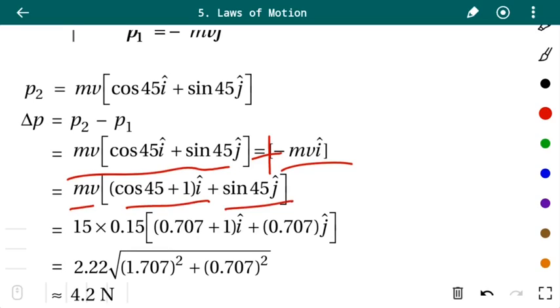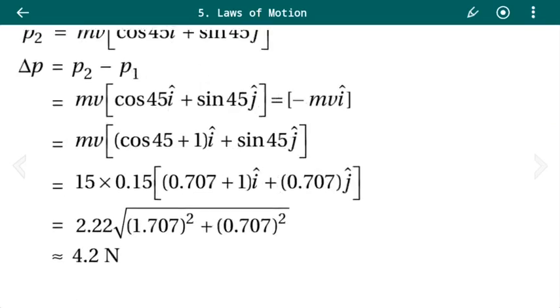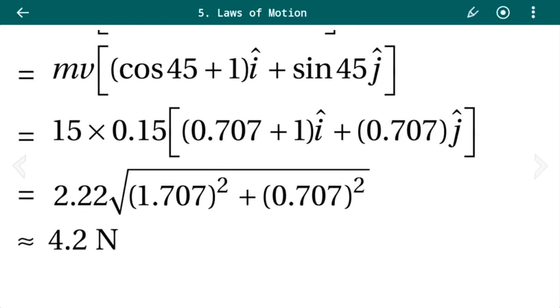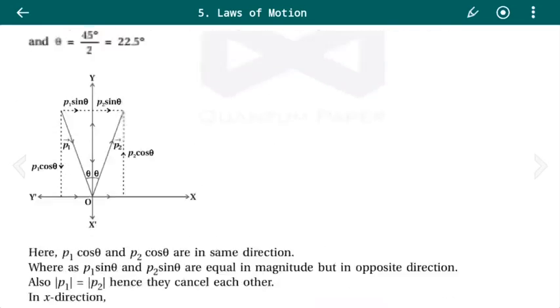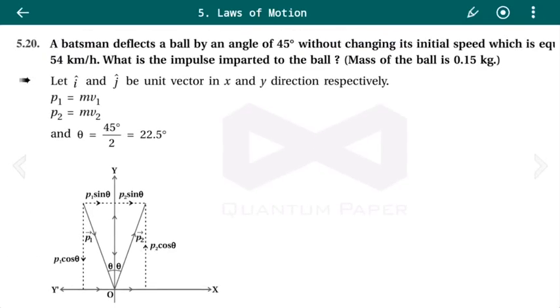Now putting the values of mv, cos 45 and sin 45, we get 0.15 into 15 into bracket 0.707 plus 1 i cap plus 0.707 j cap. So its value will be 2.22 into under root of 1.707 square plus 0.707 square. When you calculate this, we get the approximate value as 4.2 Newton second. So this is the impulse imparted to the ball. So students, you may note down this numerical.